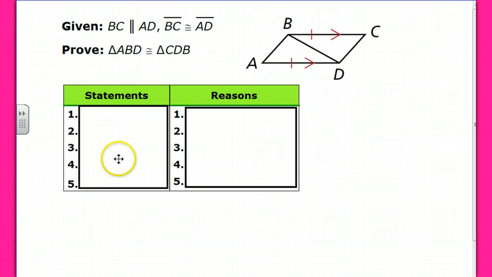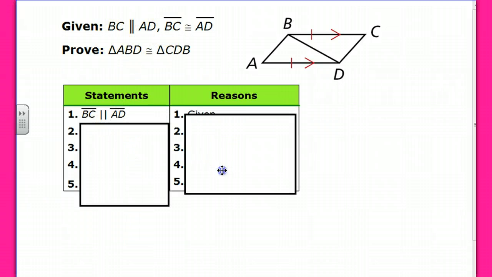All right, we're going to prove that triangle ABD is congruent to triangle CDB. So we'll start with what? Our given statement, right? BC is parallel to AD. That's given.